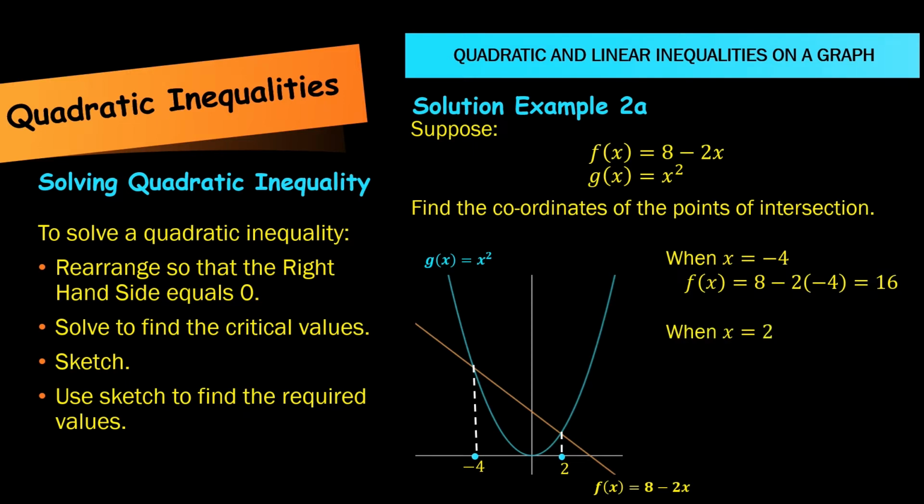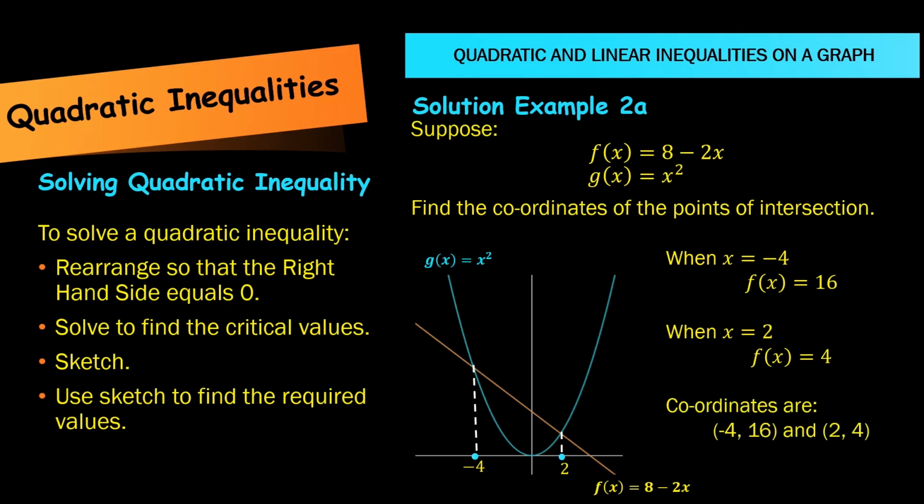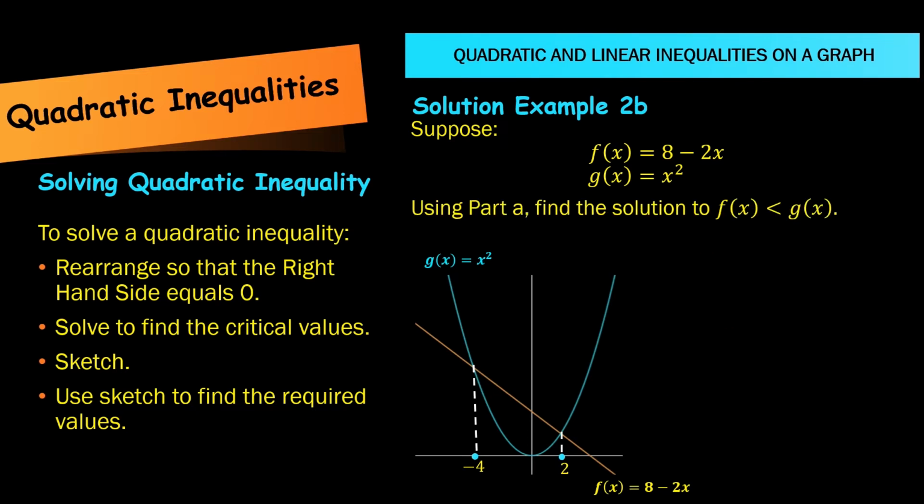When x equals 2, likewise, we substitute x equals 2 into the equation f of x to give us 8 minus 2 times 2, which equals 4. And therefore, when x is minus 4, f of x is 16, and when x is 2, f of x equals 4. And so the coordinates are minus 4, 16, and 2, 4. Now let's solve example 2b.